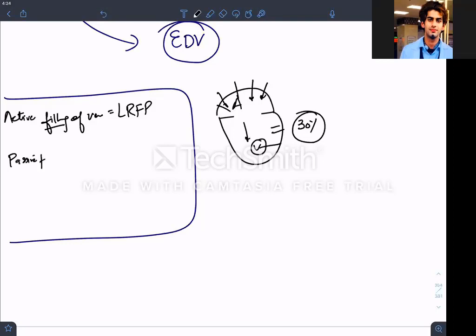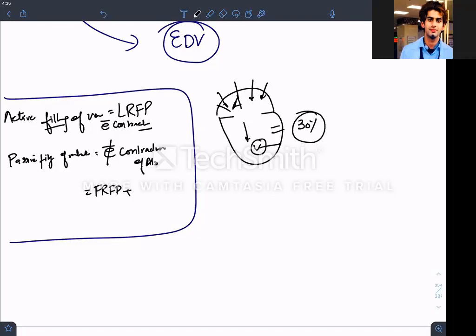What about passive filling? What is passive filling of the ventricle? Passive filling of the ventricle means when filling is happening without the contraction of atria, whereas here it is happening with contraction of atria. So it will include FRFP plus diastasis, because in diastasis also you are not contracting anything. It's just that column of blood moving downwards slowly.